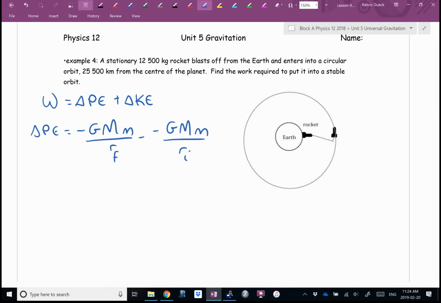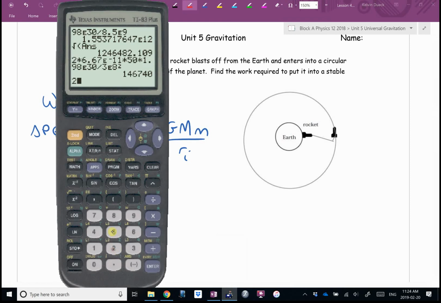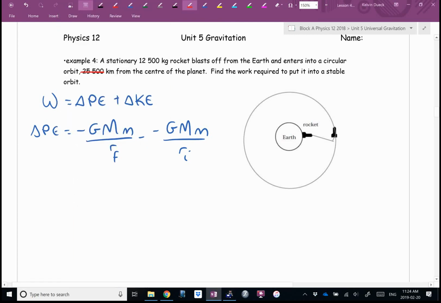I got a couple of problems here. This number here, why don't I like the 25,500? What's yucky about it? Kilometers. Okay. 25,500 times 1,000, and I get 2.55 times 10 to the 7th.